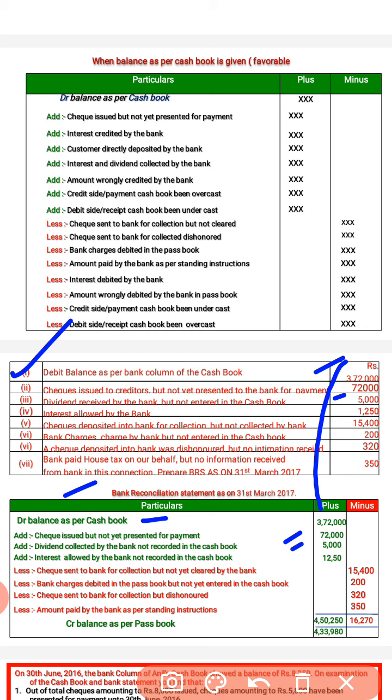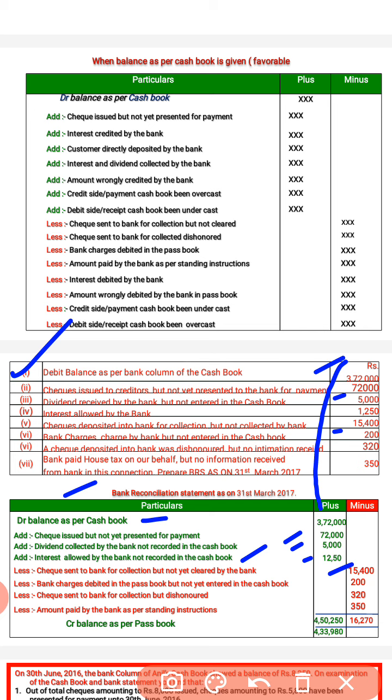Then interest allowed by bank means interest given by bank. The bank has credited our account, the bank has added to our account, so we also have to add it in our cash book, that is 1,250. Then the next is check deposited into bank but not collected by bank. We have deposited a check into the bank, we have added it in our cash book but the bank has not collected this check. Passbook is the same but our cash book balance is high, so to correct it we will deduct this amount, that is 15,400, on the minus side.